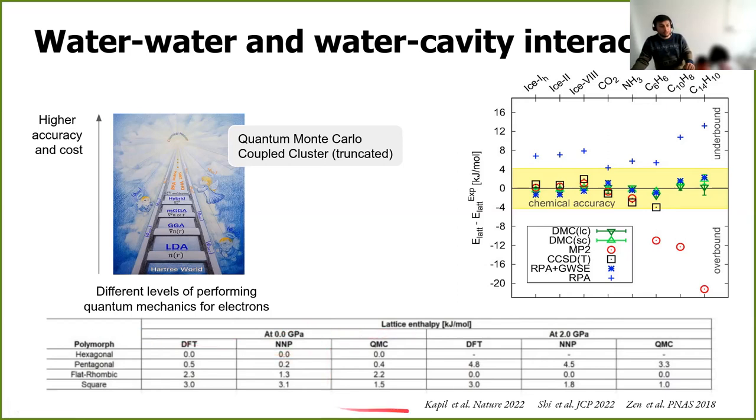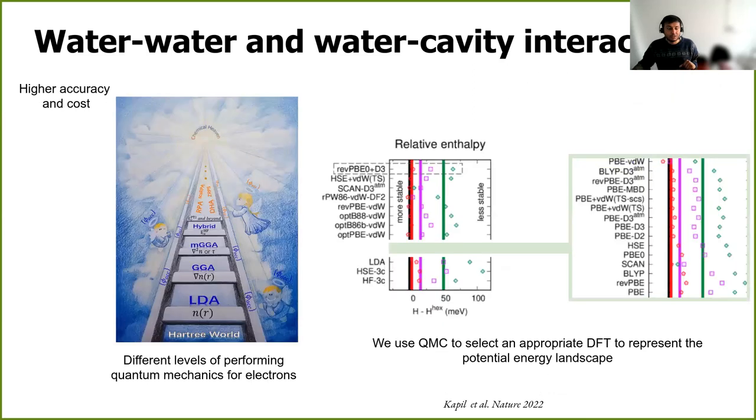Particularly in our case, where we did not have experimental data, with Andrea Zen we performed these quantum Monte Carlo calculations at zero GPa and at two GPa for some of the previously known phases. At the end of the day, we just had a bunch of numbers of relative stabilities of the hexagonal, pentagonal, rhombic, and square phases at two different pressures. With these seven numbers, we had seven data points, and with this we were able to compare the corresponding energies from a lot of density functionals.